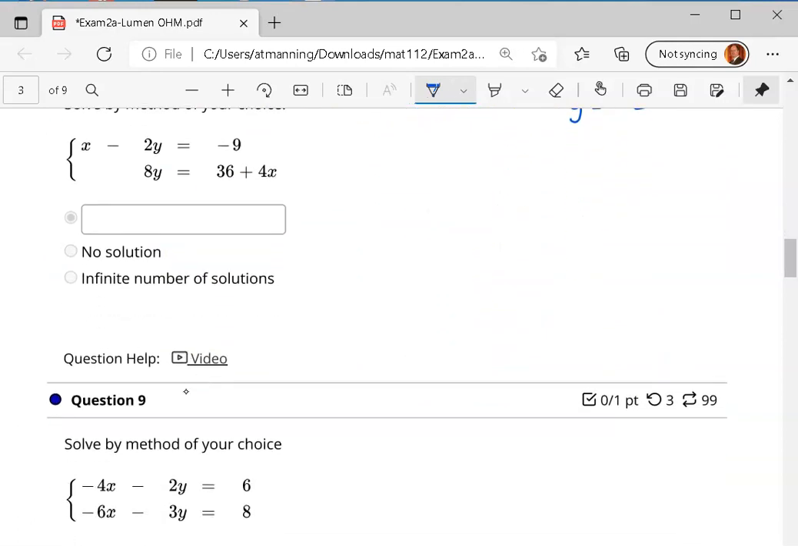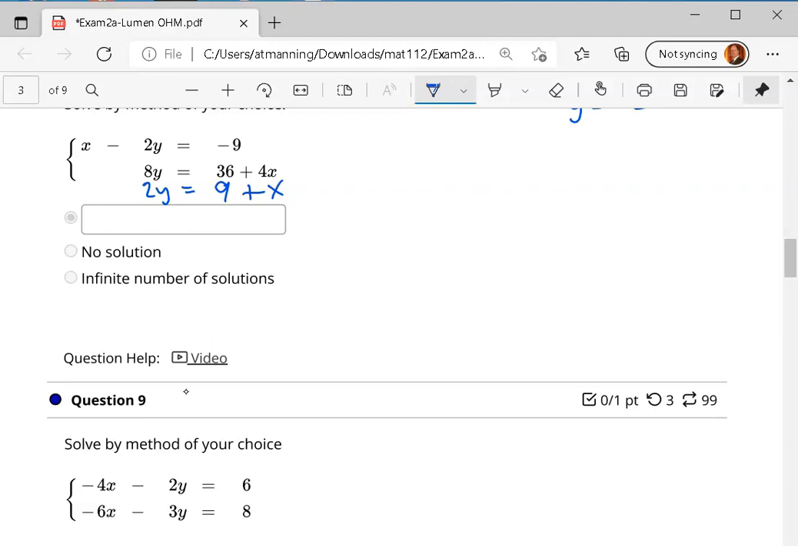Another substitution. Anything to simplify? Well, look here. There are factors of 4 in everything. Let's simplify that. Even before going any further, let's divide by 4. I get 2y equals, well, 36 divided by 4 is 9, plus x.